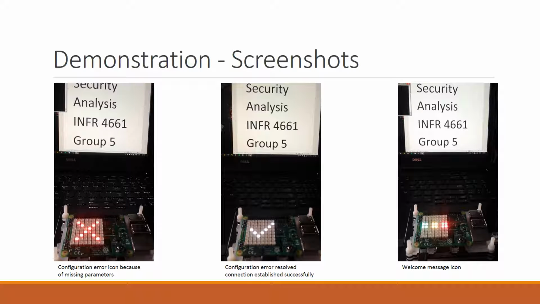Alright, so now we'll show you the demonstration screenshots we received from the email application notification viewer. Now, the first image is the configuration error icon because it's missing some parameters within the config file that has errors. So the Raspberry Pi will show a cross X in red. Now the second image is a check mark. This configuration means that the errors have been resolved and the connection has been established successfully. And next is the welcome icon, which shows the Raspberry Pi is booting up and is ready to go.